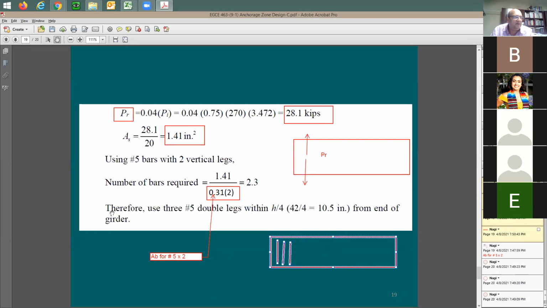And as it says here, therefore use 3 number 5, double legs, within h/4. So you're going to put it here. You see the spacing? It's going to be very small. You're going to put the 3 within 10.5 inches, which means the space is going to be about 5 inches between each tie and the other. In reality, I'd add maybe 5 to 6 and I'm going to put them at 4-inch spacing.